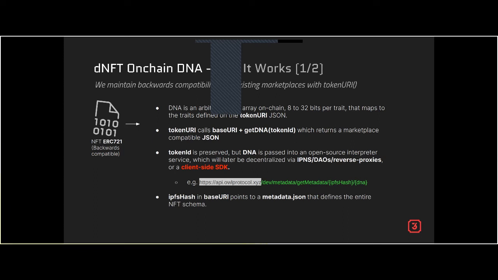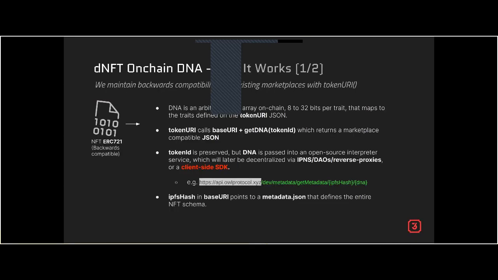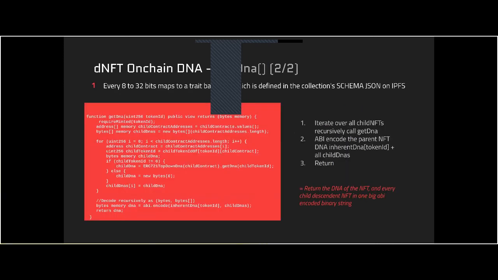And then for our on-chain DNA, you can either render it client side with our SDK, which is essentially just decoding the data, or you can also use an API. We do have an API that serves as middleware, and the purpose of that is to work with existing marketplaces, things like OpenSea. But again, that's just encoding and decoding the data. Everything is stored on IPFS.